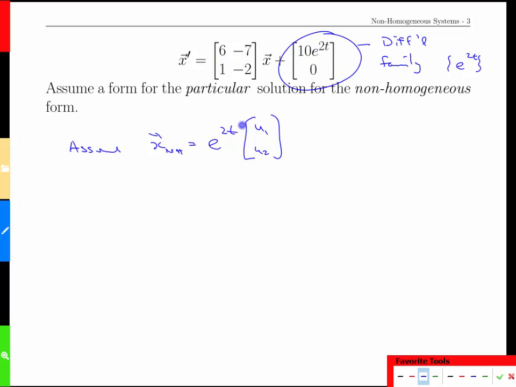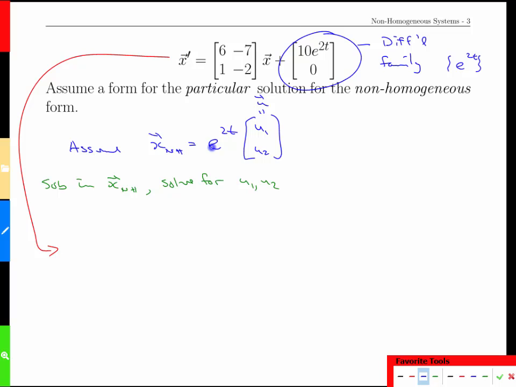Our solution should be a two-element vector as well. Then what do we do next? Well, we sub in our x non-homogeneous and we solve for u1, u2. Or if you like, we'll keep it as a vector when we first get started and then hone in on u1, u2. So to sub this in, we're going to take our differential equation all the way down here.